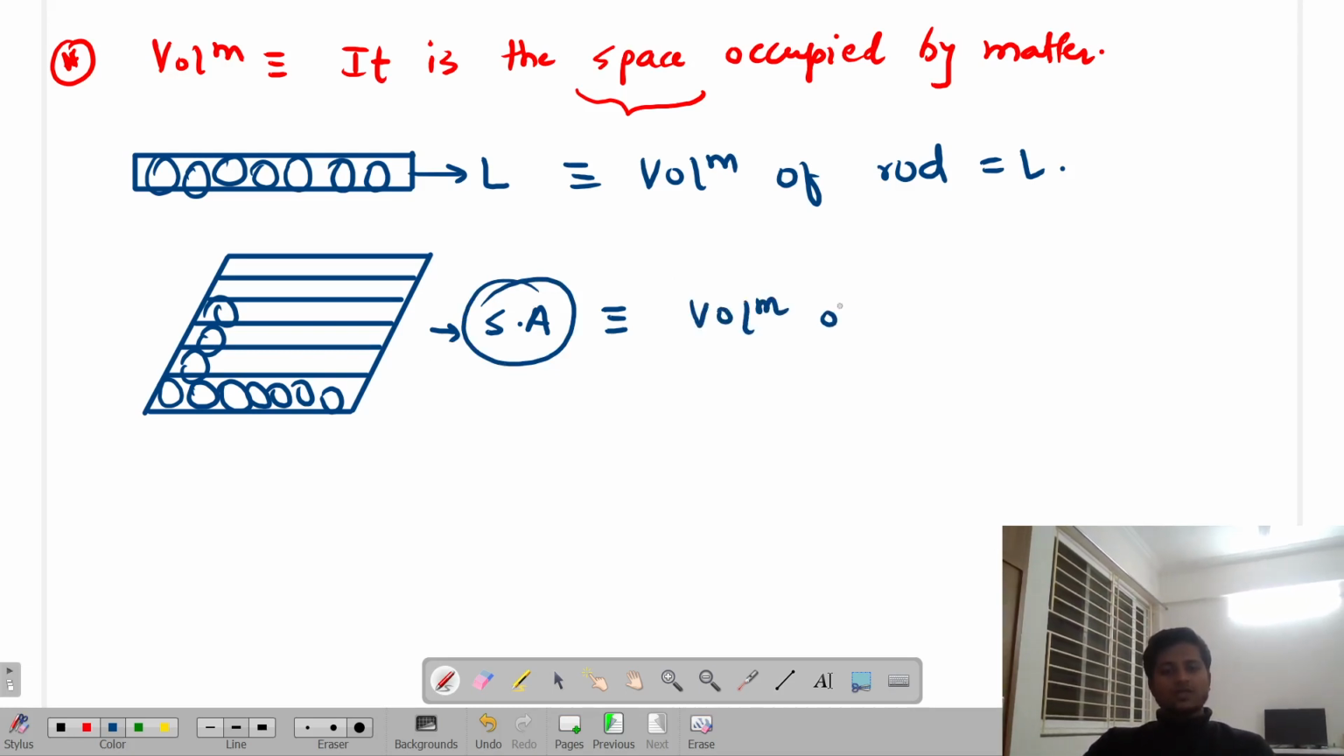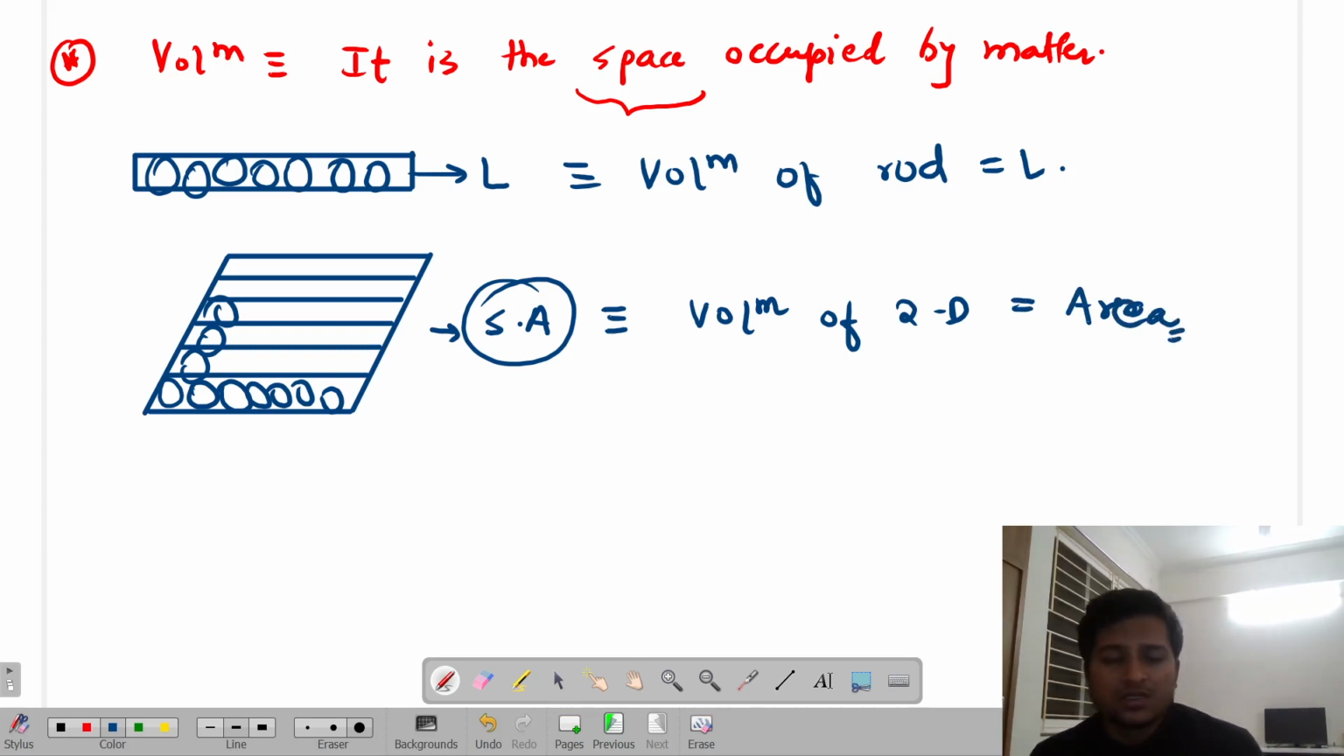So the volume of these kinds of 2D objects is nothing but the area. We will call it area. Are you able to get me or not? And for 3D it will become just volume. Is that clear?